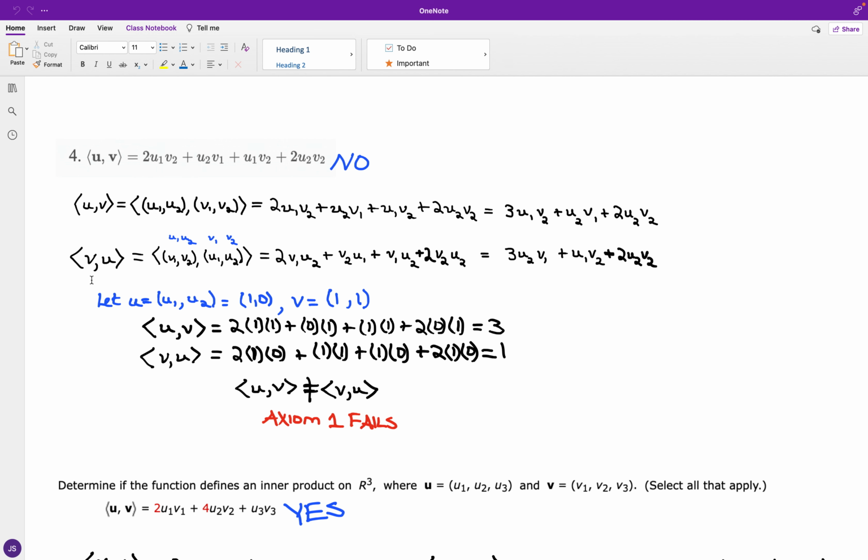And now for switching the order, for the pairing of v and u, following through in accordance, having u where v was and vice versa, and operating in line with what we have originally. So you have 2 v sub 1 u sub 2 plus v sub 2 u sub 1 plus v sub 1 u sub 2 plus 2 v sub 2 u sub 2. And if I rearrange the terms and put them in alphabetical order, and if you notice, the first and the third terms are alike, so I have 3 u sub 2 v sub 1 plus u sub 1 v sub 2 plus 2 u sub 2 v sub 2.